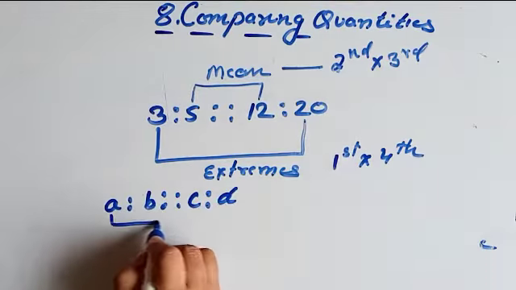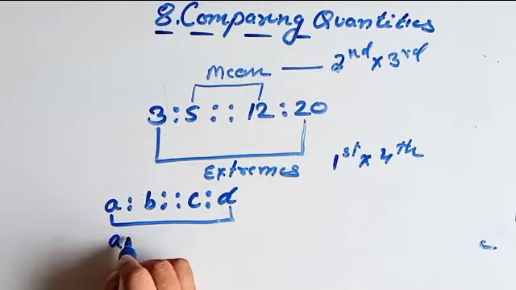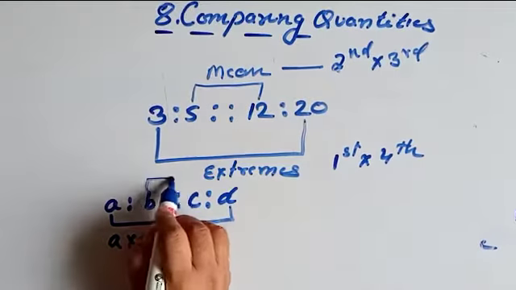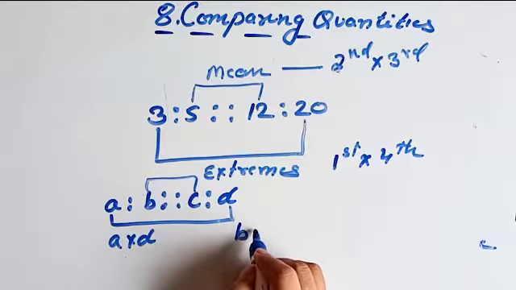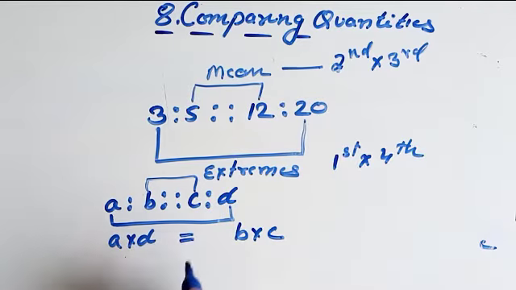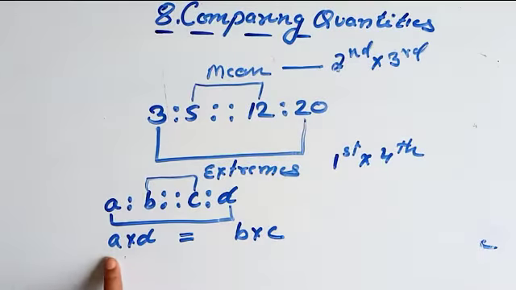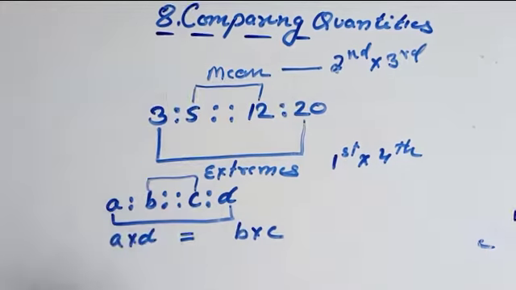we will multiply the first and fourth, then it is A into D, and we will multiply second and third. If they are equal, when we multiply first and fourth and we multiply second and third, we can say that they are in proportion. We can see one example here. Also you can take anything.